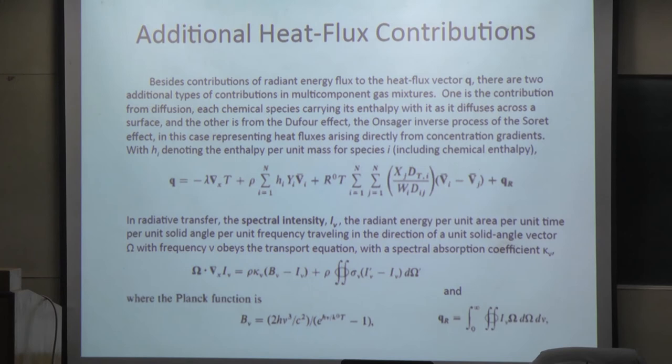An additional effect in energy heat flux, molecular heat flux, is the Onsager reciprocal process to the Soret effect, which is the Dufour effect. Onsager proved quite generally from continuum symmetry of equations that if a temperature gradient can produce a flux of species across the surface, because the flux of species across the surface depends on the concentration gradient, but then it also depends on the temperature gradient that produces a flux of species, then a concentration gradient also can produce a rate of transfer of energy across the surface. That's the Dufour effect. It's the Onsager reciprocal effect of the Soret effect.